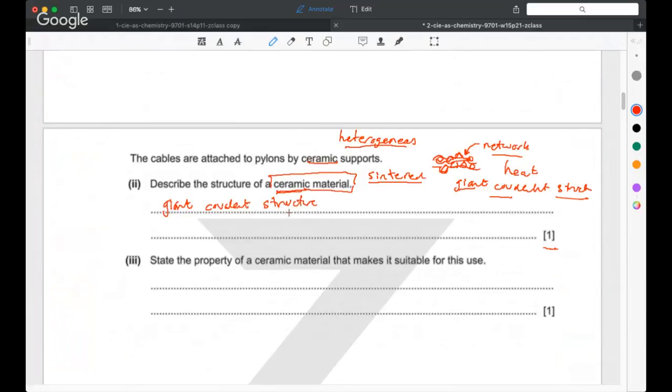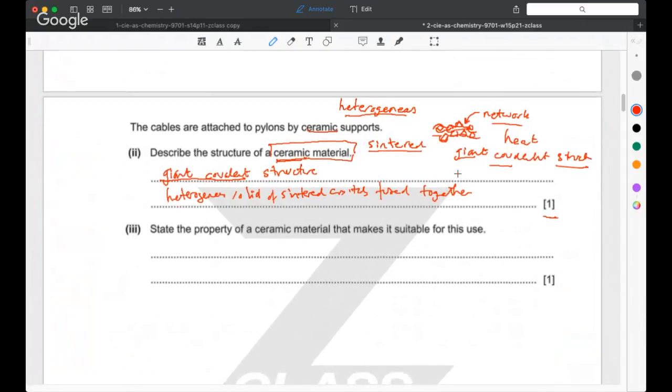But let's say you're in a different exam and there's more marks required, you could say something like a heterogeneous solid of sintered crystals fused together. That would be a much richer description of a ceramic material. But for the point of going through the paper here, your one mark was for saying that it was a giant covalent structure.